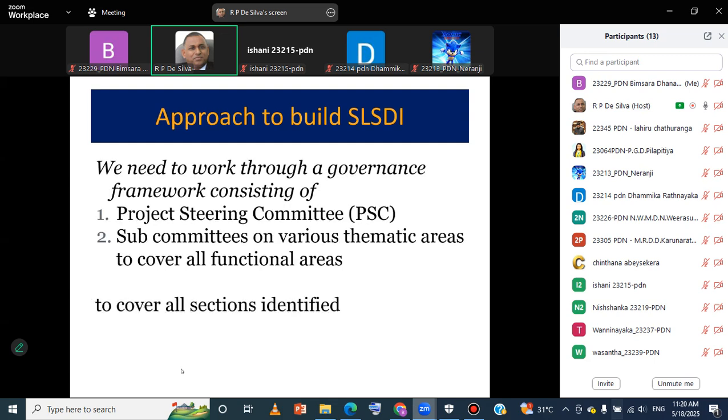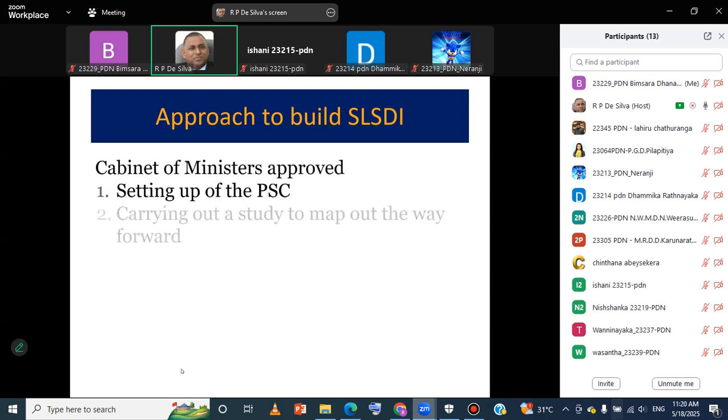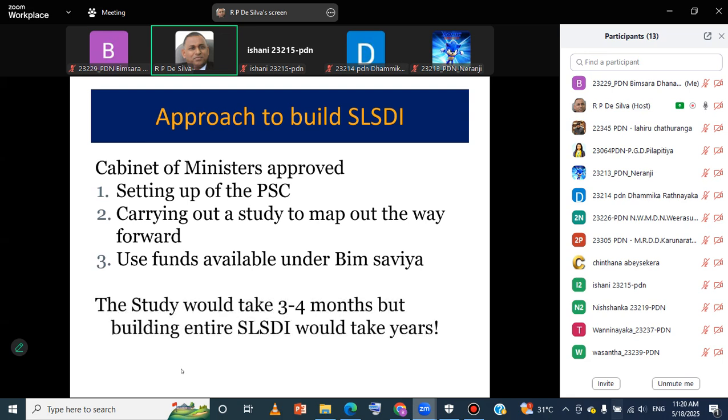So the approach, we need to work through a governance framework consisting of project steering committees, subcommittees for various thematic areas to cover all functional areas, so that all sections that are required to be addressed can be identified. The Cabinet of Ministers approved setting up the committee and carrying out a study to map out the way forward. Use funds available under the BIM survey to do this. And so this should have taken 3 to 4 months, but it's taken years. It's not happening.